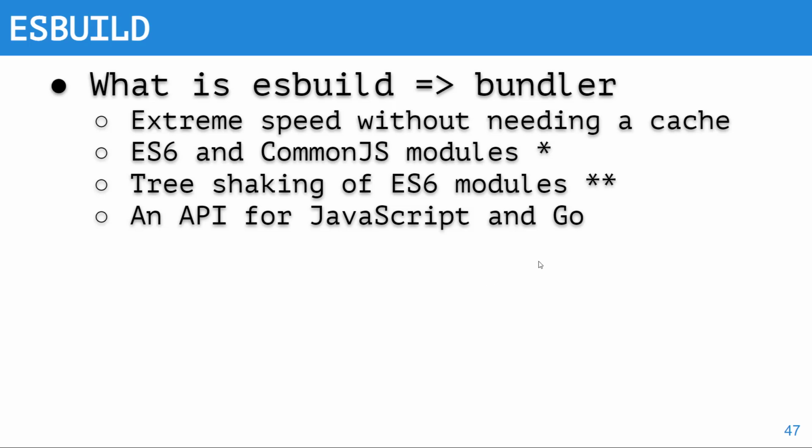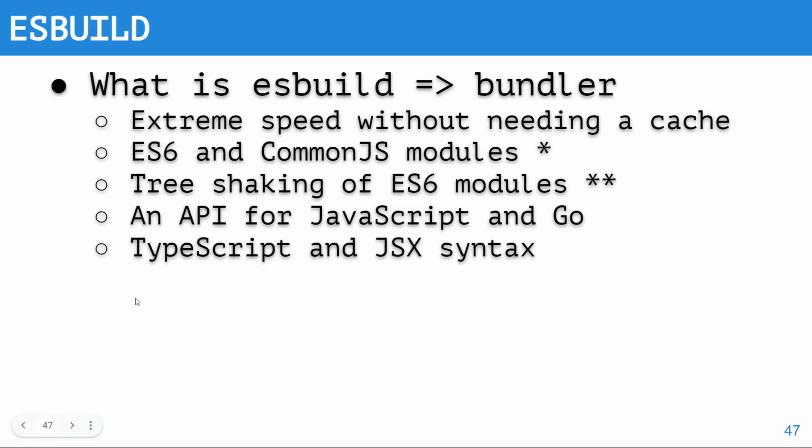There's an API for JavaScript and Go, so it's written in Go, so it's really fast. I believe that might be C. Go might be C++ or a close language, a compiled language that's really fast. We'll have to look it up. Does TypeScript and JSX syntax. The JSX syntax is like a React thing, and it automatically generates the source maps, helps you debug code in the browser, so it does a lot of work, right?